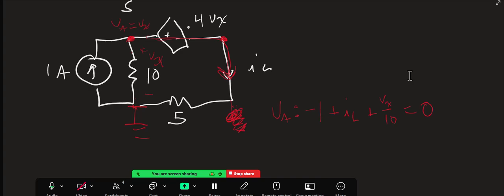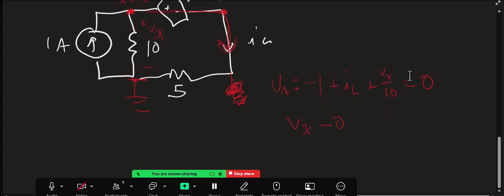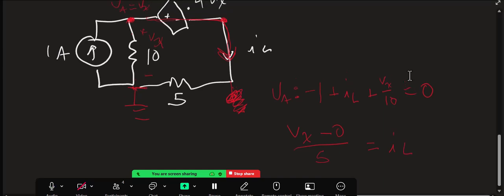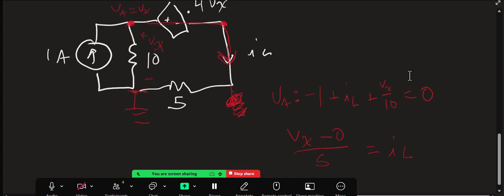And then I also know that Vx minus 0 over 5 has to equal IL. How do I know that?